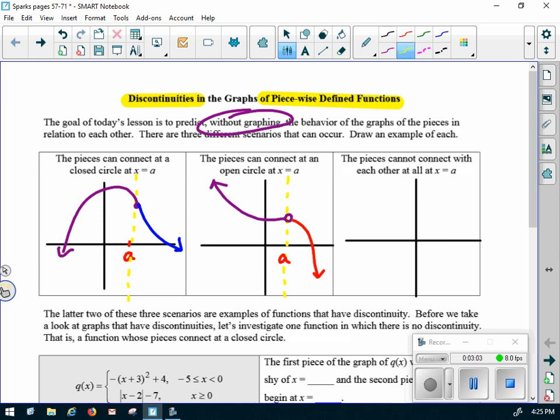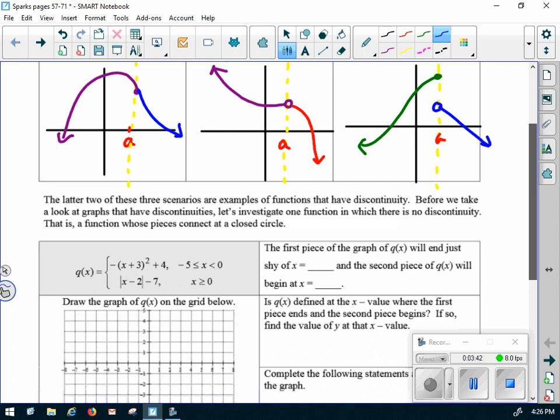Last one. The pieces cannot connect with each other at all at x equals a. So you might have something like this. If you trace that in order from left to right, notice again you would have to lift your pencil when x equals a. So this one has what we call a discontinuity, or the function is discontinuous at x equals a.